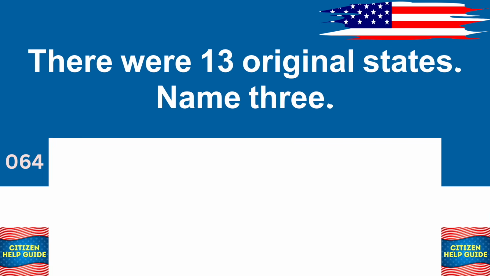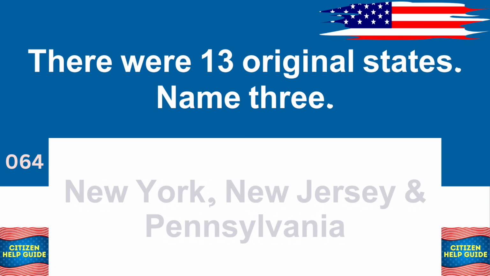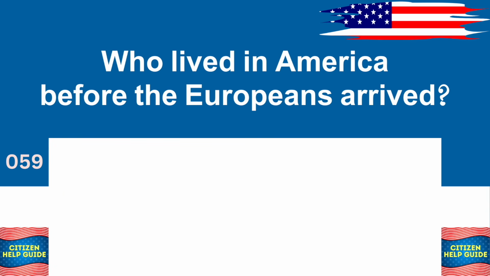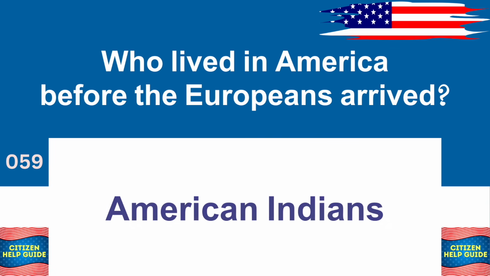There were 13 original states. Name 3. New York, New Jersey, and Pennsylvania. Who lived in America before the Europeans arrived? American Indians.